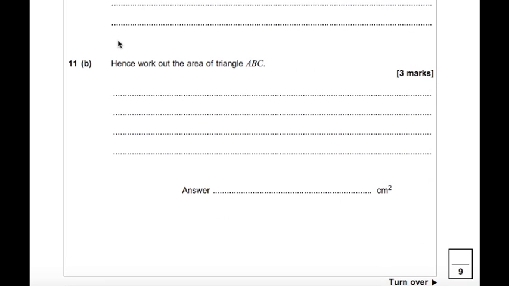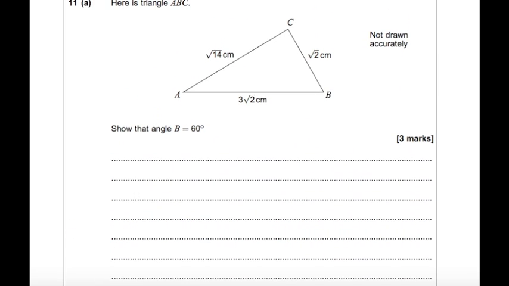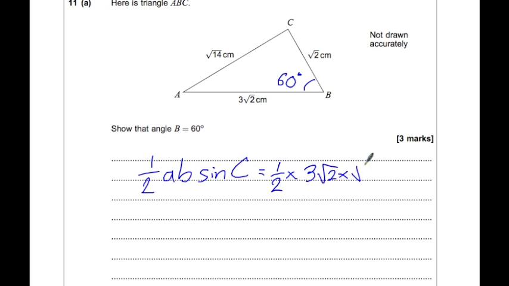Right, 11b, hence work out the area of triangle ABC. So now we know this is 60 degrees. We can do half AB sine C. Remember, this is going to be two sides plus the included angle, and it doesn't match up to these here. So that's why it's worth knowing what the formula means. So a half times 3 root 2 times root 2 times sine 60.